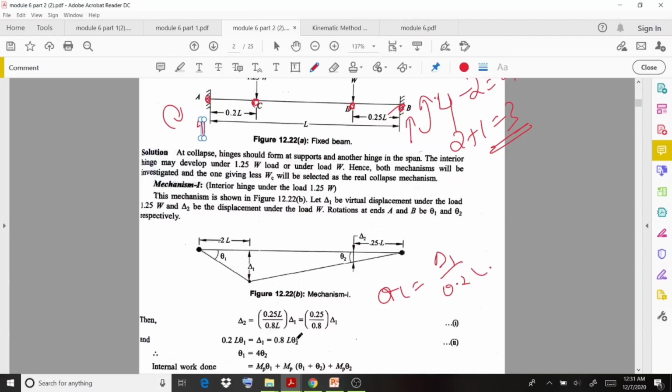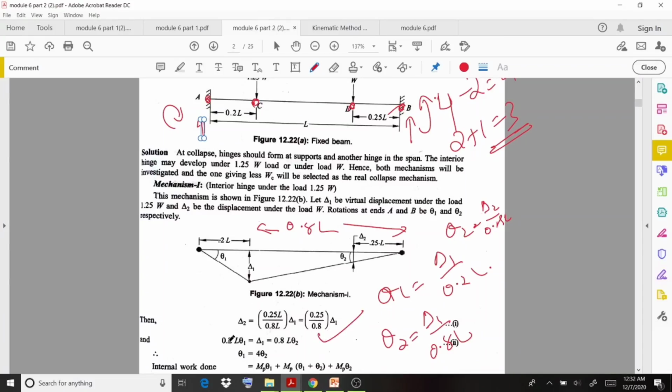Okay, then the equation will become very easy to analyze. So that's why it is written in this way. If you consider this triangle, theta 2 is equal to delta 1 by 0.8L, the remaining distance you will take, the 0.8L. And here you again take theta 2, that is delta 2 by 0.25. With the help of these equations, we equate these values.